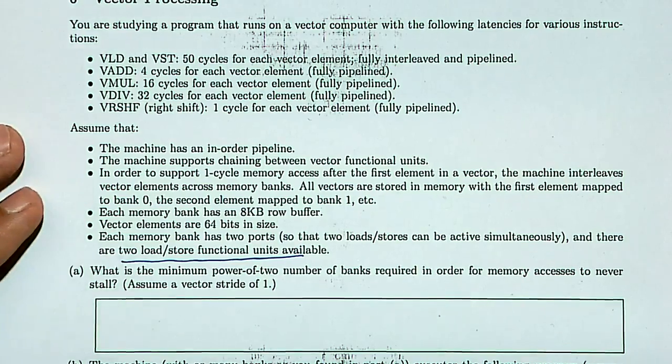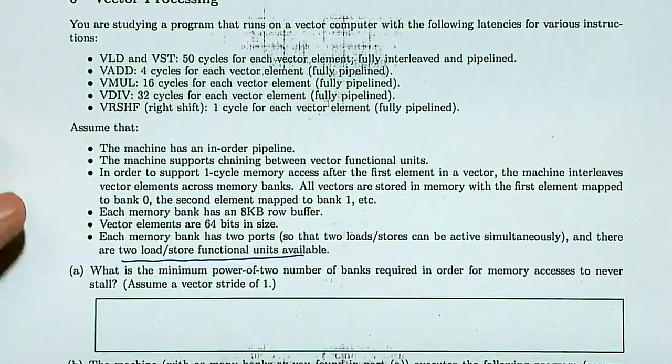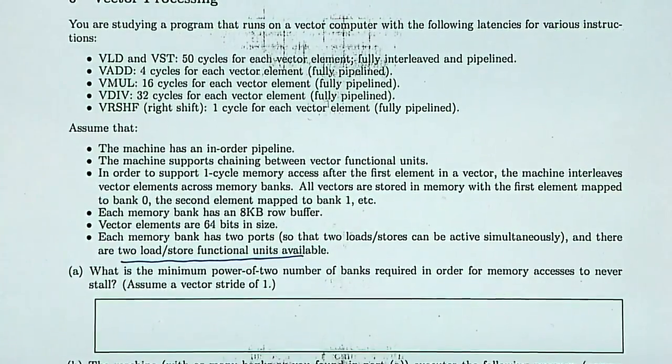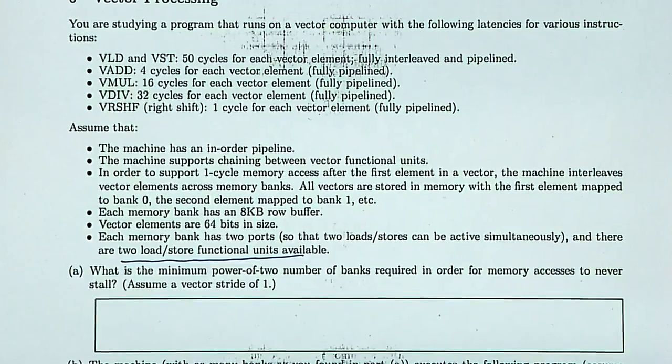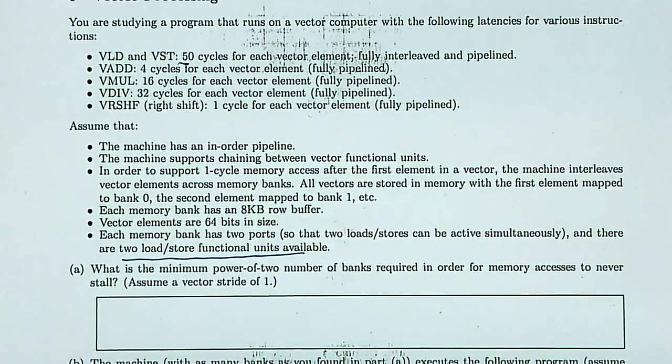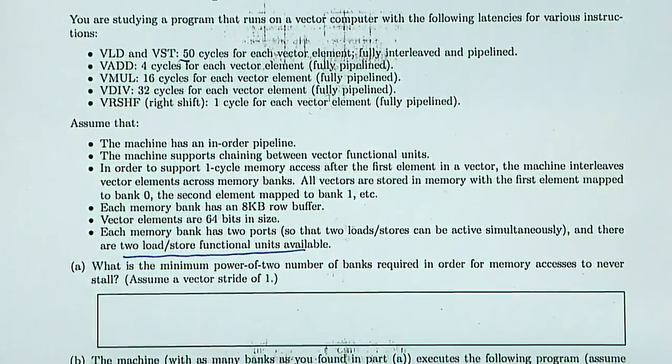That's actually true. I think this one was a little open to interpretation because we have 2 load store functional units. If you're thinking about just one load store functional unit that's able to access both banks, both ports for each bank, then yes, that's right. Because the access latency is 50 cycles, and in order to hide 50 cycles, you need more than 50 banks, right? Because you can do 1 per cycle.